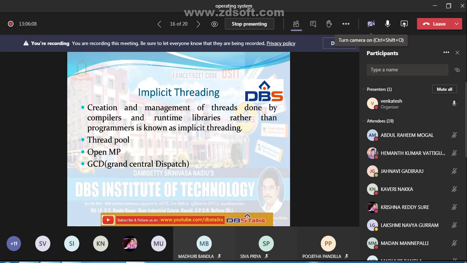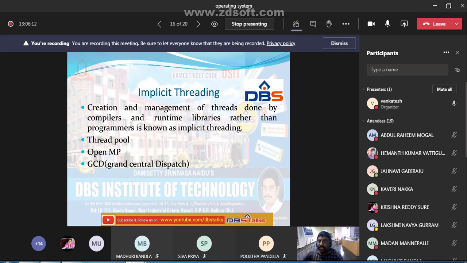So in these implicit threading models, we are going to use three. First one is the thread pool, the second one is open multiprocessing, and the next one is Grand Central Dispatch. In the thread pool, we have one area where we store all the threads. In open multiprocessing, all the threads share one common region.